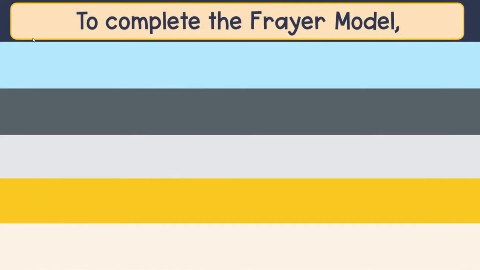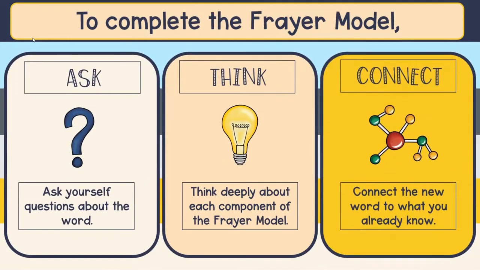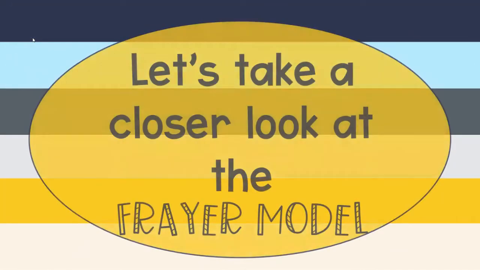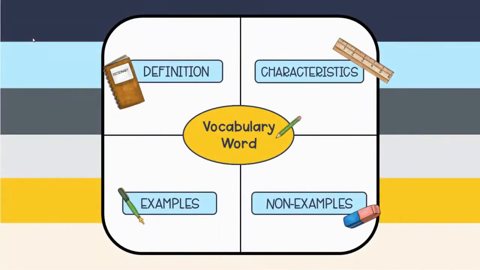To complete the Frayer model, you are going to ask, think, and connect. You're going to ask questions about the word, you're going to think deeply about the word you're trying to learn, and you will connect it to words and ideas that you already know. Let's take a look at the Frayer model. This is what it looks like.